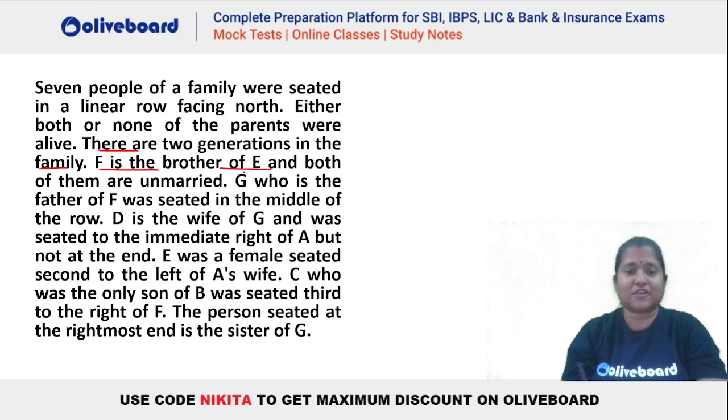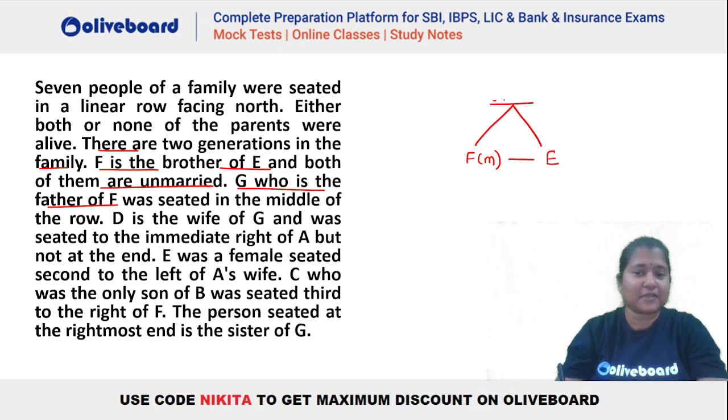Now, F is the brother of E and both of them are unmarried, right? So, F is the brother of E, something like this, and both of them are unmarried here. G is the father of F, right? So, you can see that G is the father of F. That means we should have parents here and G is a father. So, that means G must be having a wife as well, right? Because a single parent is not allowed. Also, if you see, it was given that D is the wife of G, right? So D is the wife of G. That means D has to be this person here.